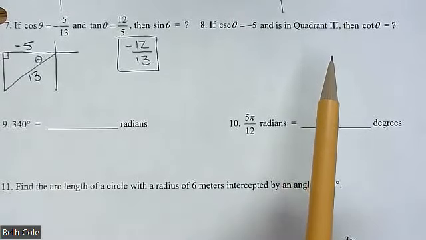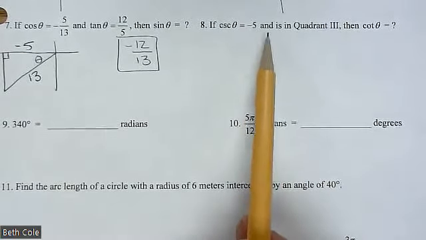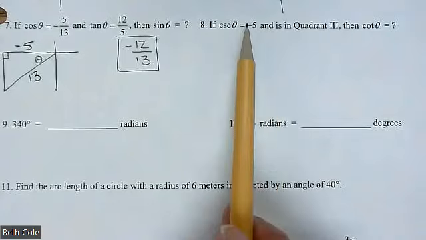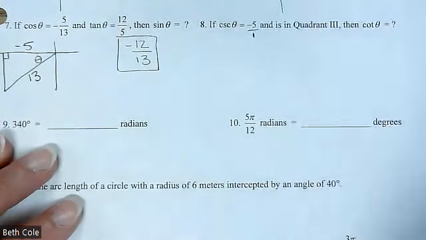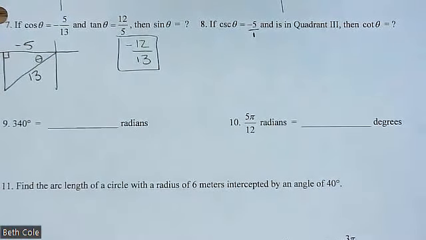I think, and easy and difficult is always an opinion thing, I think this is the hardest question on here. And this is why. You have to view it as negative 5 over 1. It has to be a ratio because you're doing opposite over adjacent or adjacent over hypotenuse or opposite over hypotenuse, whatever it is. But it has to be a ratio. So it has to be over 1.